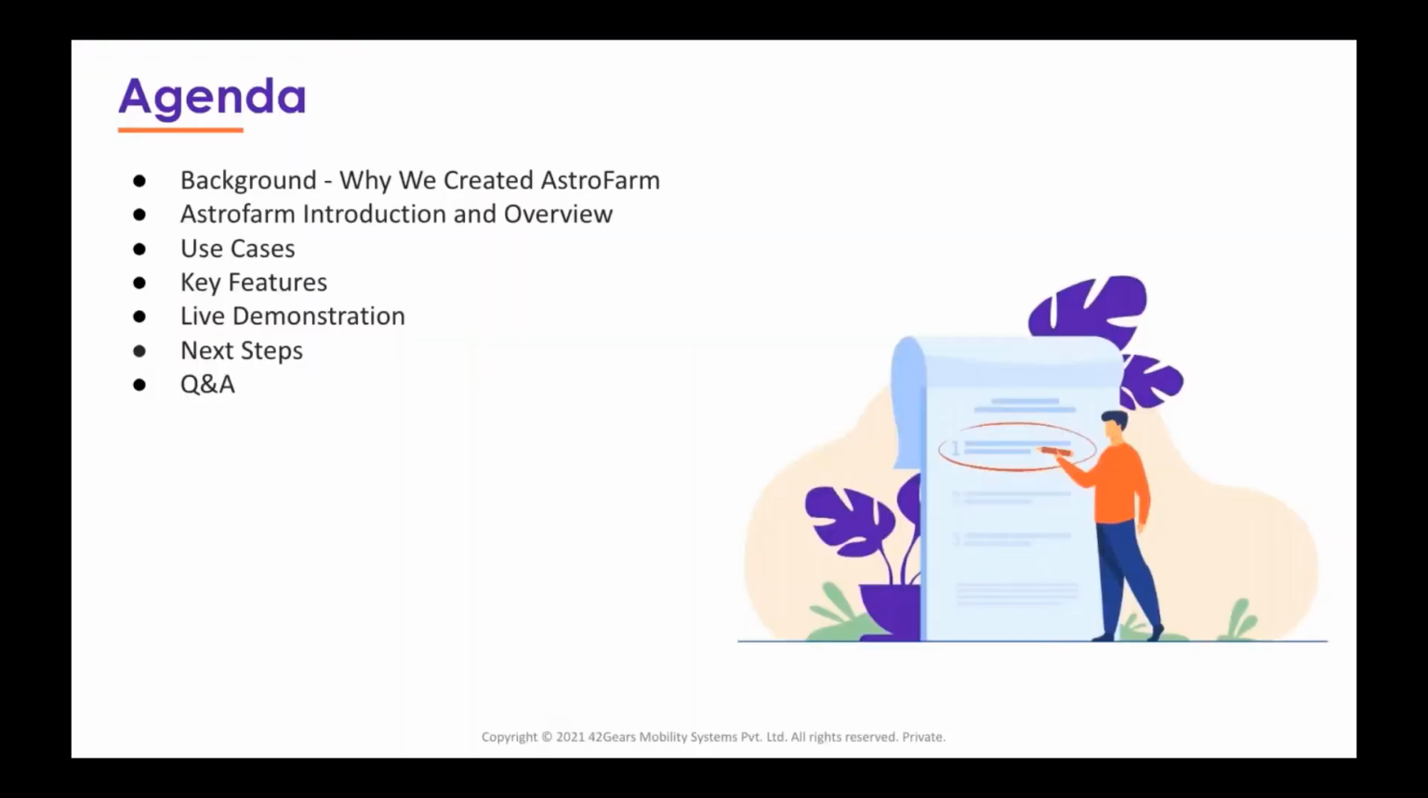So the agenda for today's webinar would be, we will start off with a brief background about why we created this project. And then we will jump over to an introduction and overview about the product. And we will go through the various use cases where this product can be useful to businesses. We'll go a little bit deeper into the key features of the product. That will be followed up by a live demonstration about Astrofarm. And then we will list down the next steps for those of you who are interested in taking a closer look at the product. And then we are going to wrap it up with a Q&A session towards the end.